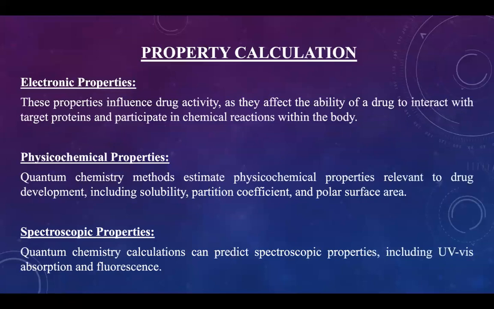Physiochemical properties. Quantum chemistry methods estimate physiochemical properties relevant to drug development, including solubility, partition coefficient, and the polar surface area. Spectroscopic properties. Quantum chemistry calculations can predict spectroscopic properties, including UV-vis absorption and fluorescence.